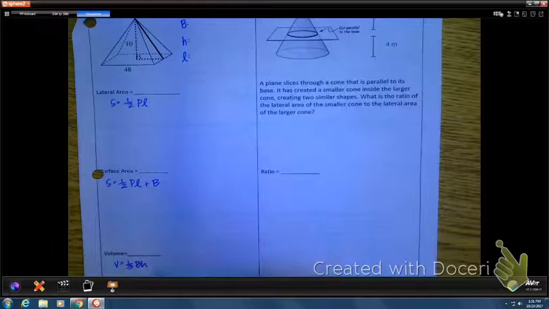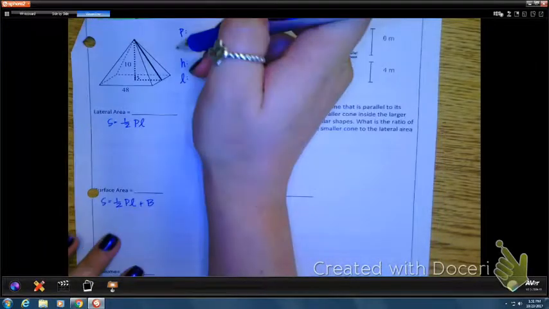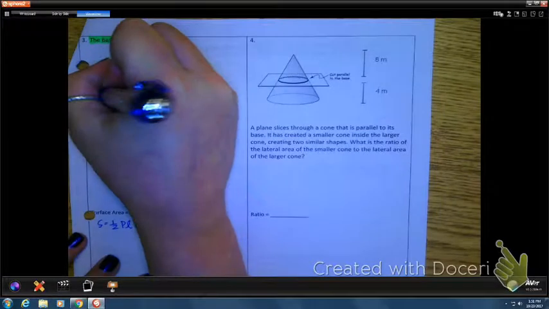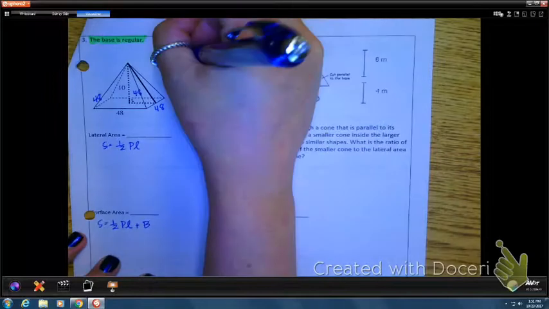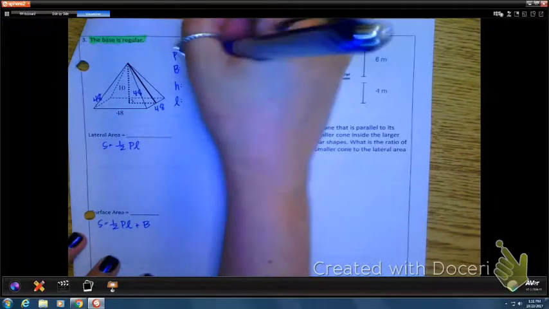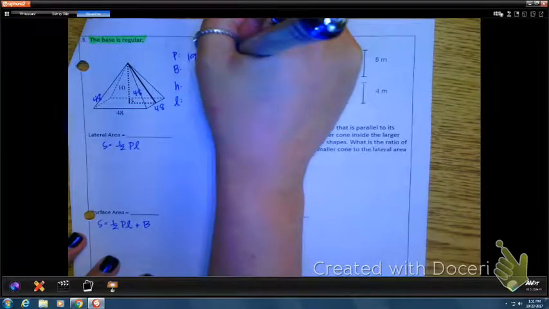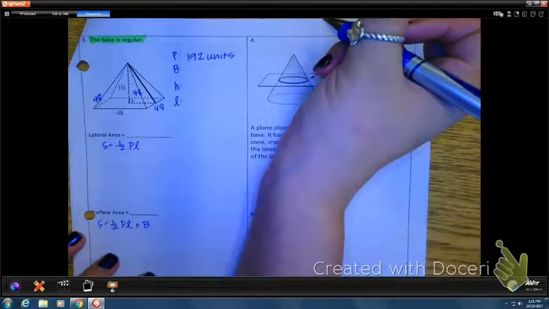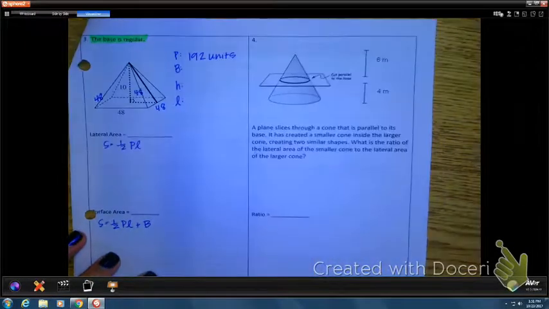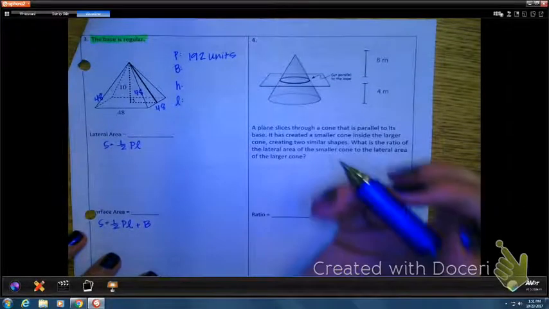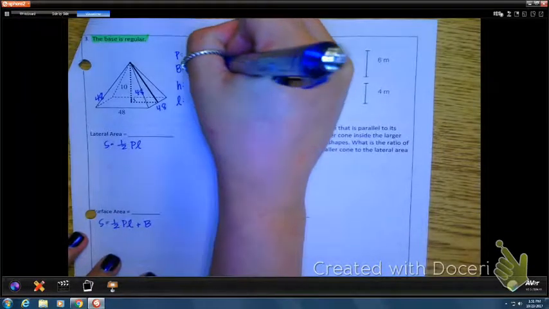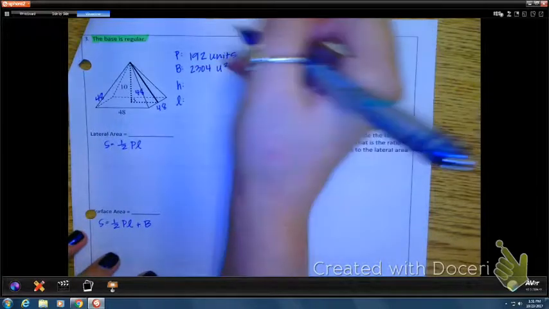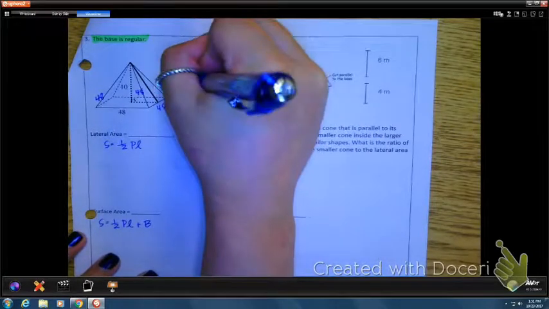All right, so the base is regular, so that should have told you that you have a square base. Your perimeter of your base should have been 192 units. Your area of your base would have been 2,304 units squared. Your height is 10 units.